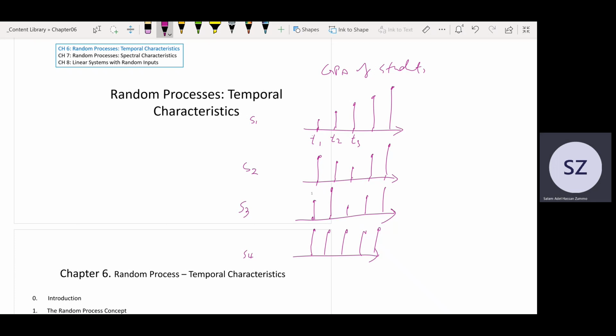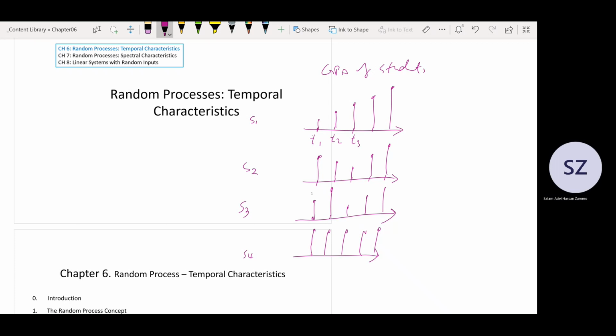Today we were looking at the GPA of the student. Here, we are looking at the progress of the GPA over time. So we are not talking about a number for every student. We are looking at, for every student, a function of time. For student number 1, I have a function of time. For student 2, I have another function of time. For student 3, I have a third function of time.